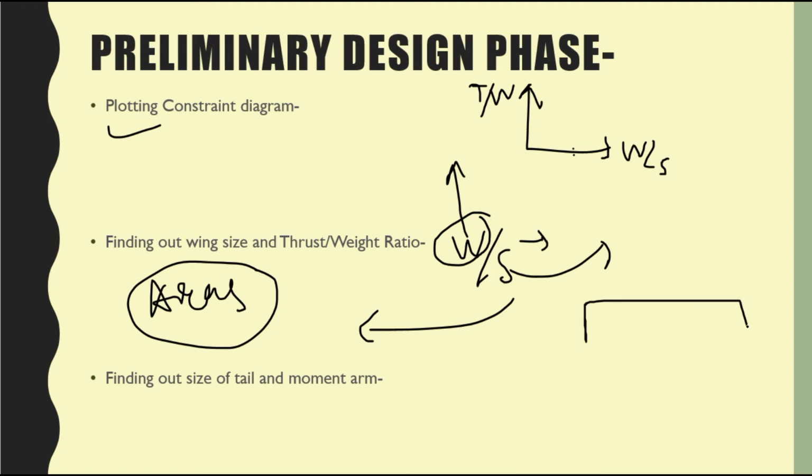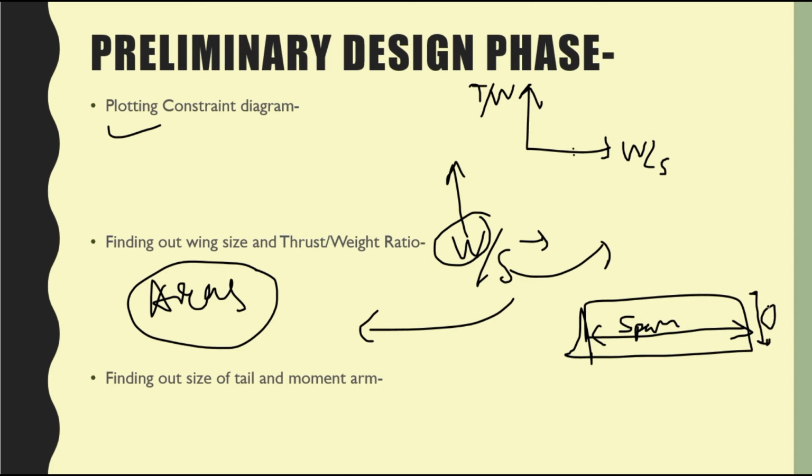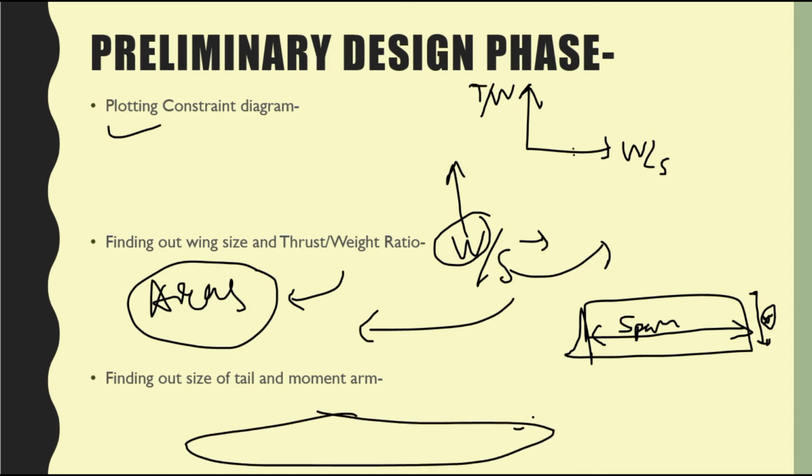So basically this part of the wing is known as the span. This is span and this is chord. So after getting the area, it is in our hand to distribute the area in span and chord, and that we will look at when you are actually going to design a wing. After that, we'll find out the size of the tail from the wing area, and that will also be discussed in the particular tail design part.